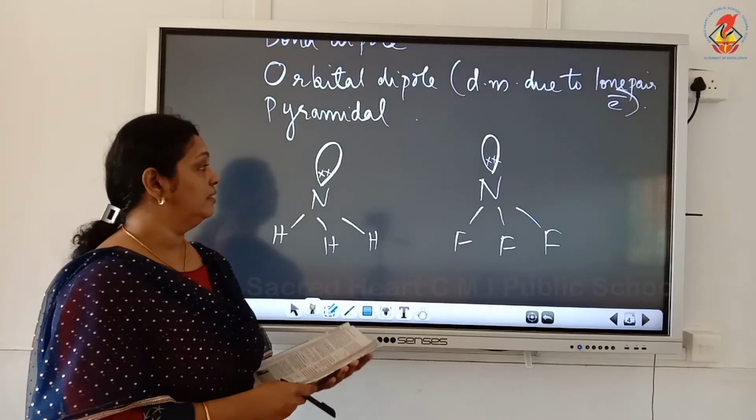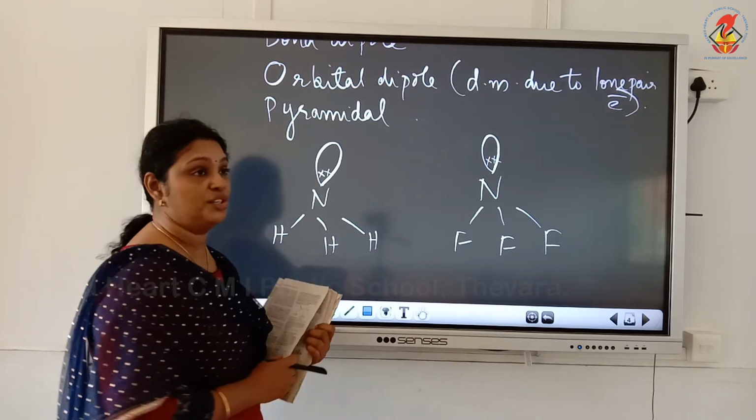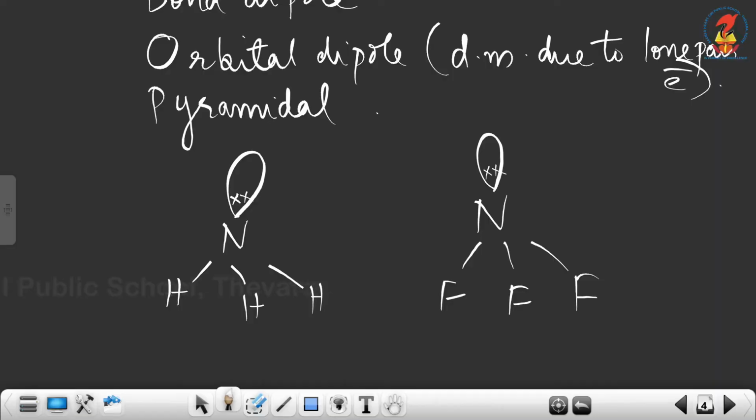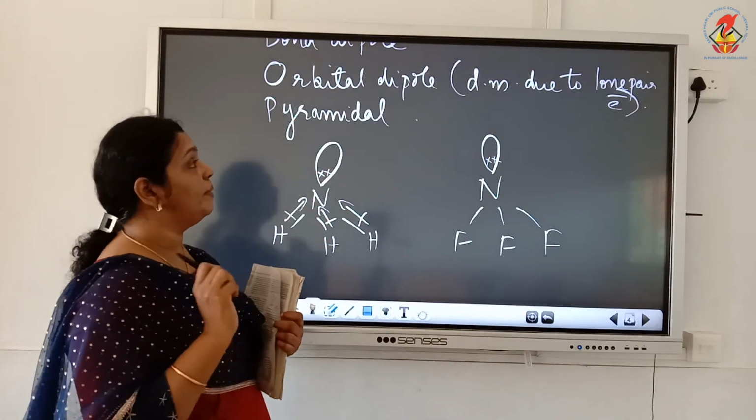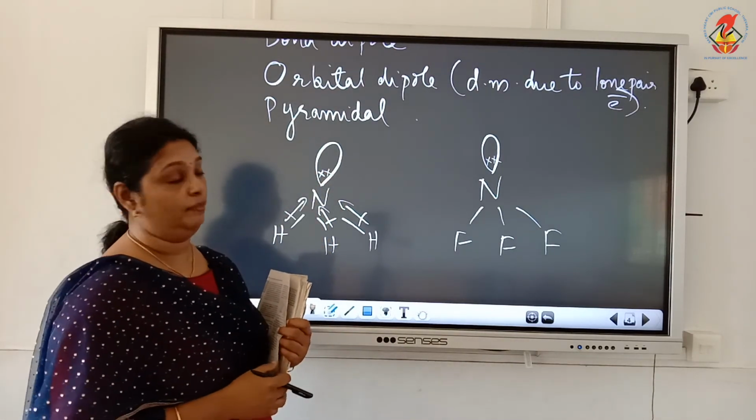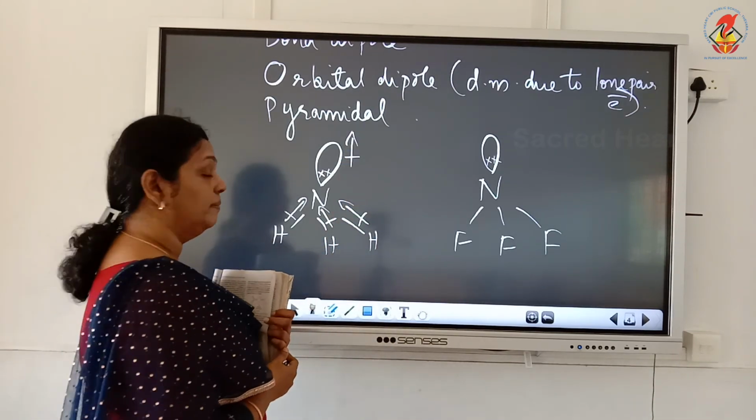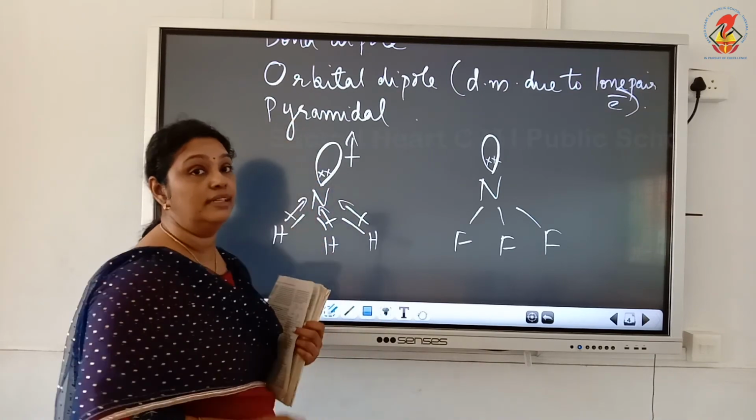Now let's draw the bond dipoles. Here, when you compare the electronegativity of hydrogen and nitrogen, you can see that nitrogen is more electronegative than hydrogen. So the bond dipole direction will be like this. Okay, now here we have a lone pair and we have a dipole moment due to the lone pair of electrons, which is called the orbital dipole, and that will also be in the same direction. So here the net dipole moment will be in a single direction.